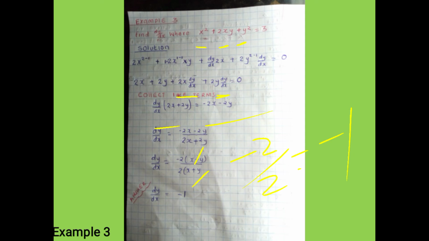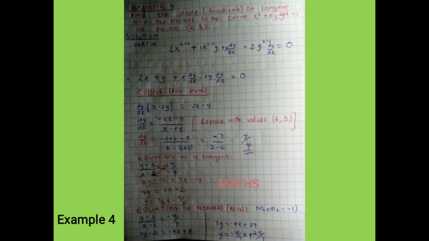Let's go on. I want to show you the last example. This one will be used in several situations, like the normal of a curve, the tangent, to find the equations. So example number 4, I hope it is visible. The question asks, find the slope of the tangent and the normal of a curve x squared plus xy minus y squared is equal to 1 at the point (2, 3).